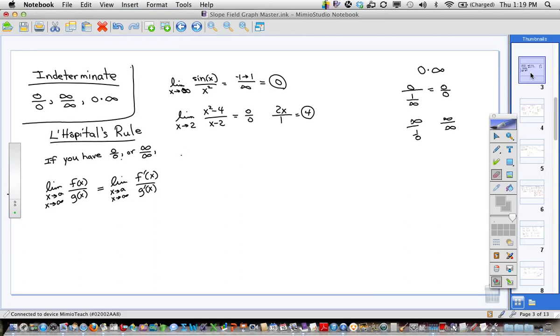Okay? Let's do another one. So we got limit as x approaches infinity, 3x squared minus 7 over 2x squared plus x.